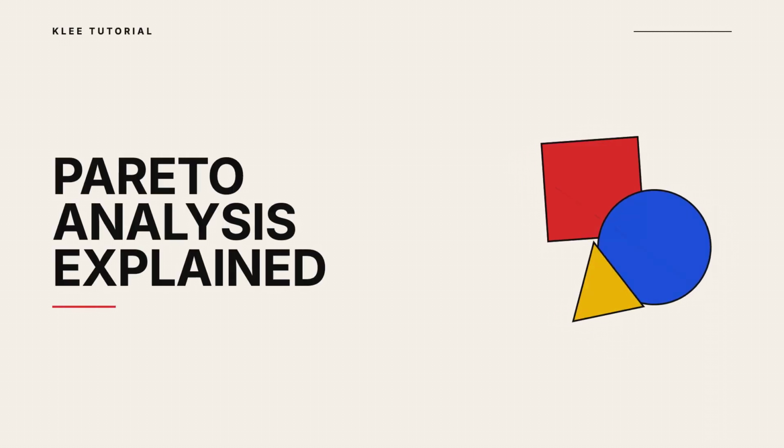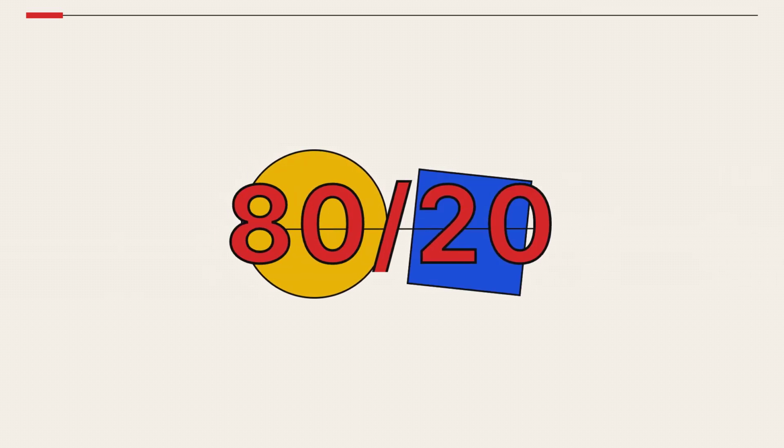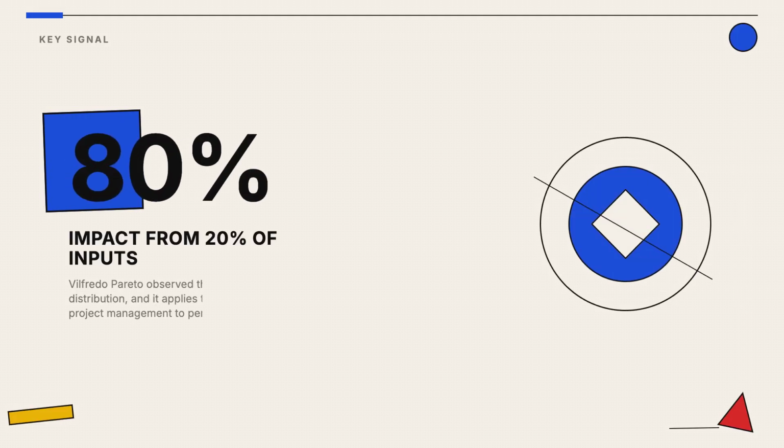Ever heard of the 80-20 rule? Pareto analysis is a simple way to identify the most important factors in any financial or business problem. The core concept is that roughly 80% of consequences come from just 20% of the causes. It highlights that not all efforts yield equal results.